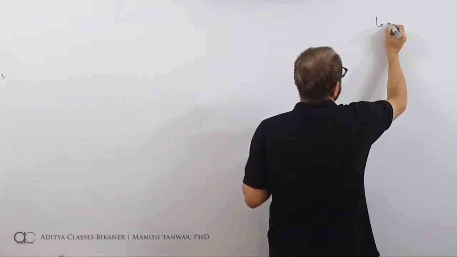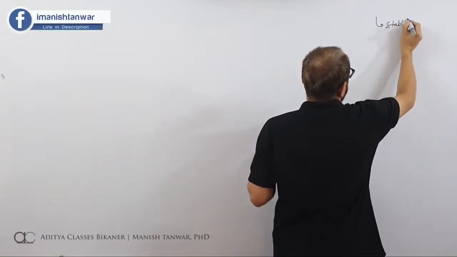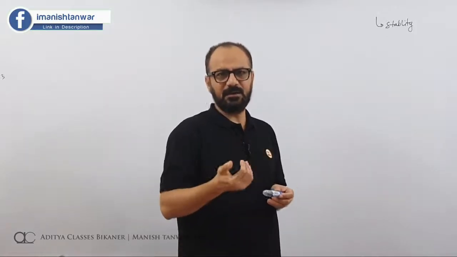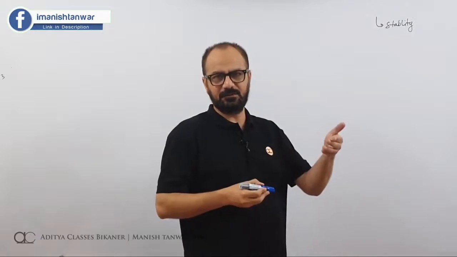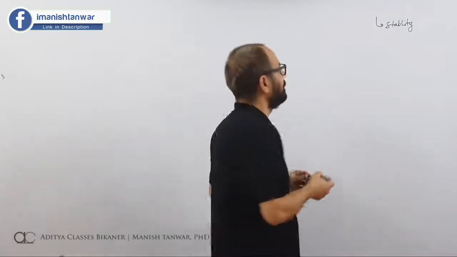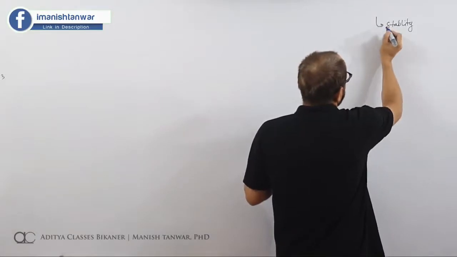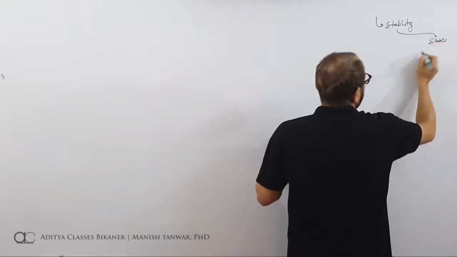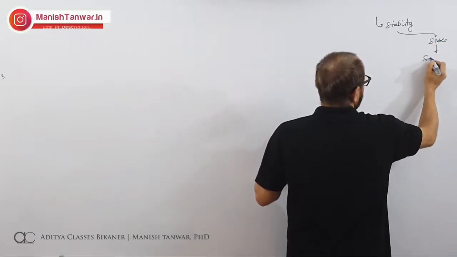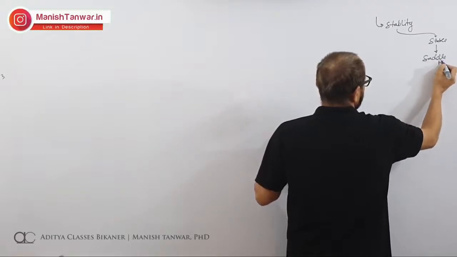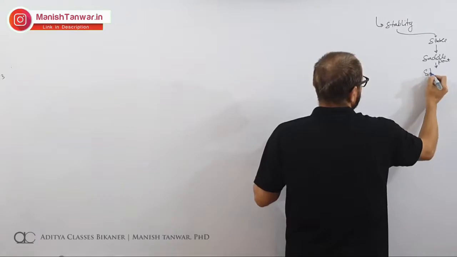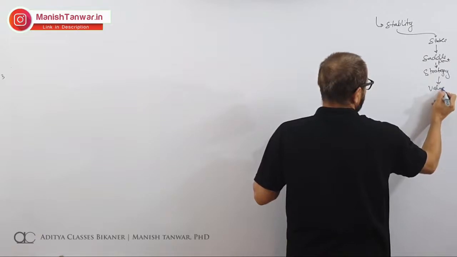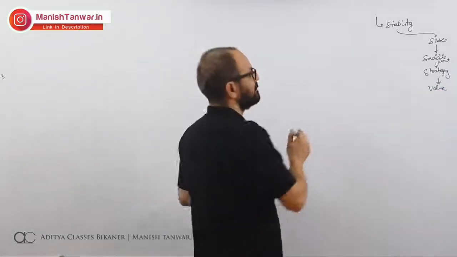First step is stability. If a game is stable, then we get a solution. We get a saddle point, we get strategies for the players, and we get the value of the game. Check for stability. If stable, then find the solution: saddle point, strategy, and value. If a game is stable, this is what we have learned up till this point.